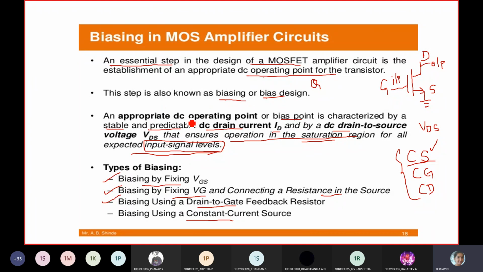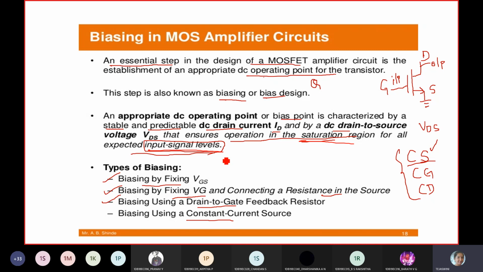If you want to have an operating point or a bias point, what is the intention? It is to establish a stable, predictable DC drain current ID and DC drain to source voltage VDS. Our intention is to make this device stay in the saturation region for all expected input signal levels. Input signal level in the sense it may be a small signal or a large signal. If you want to use it as an amplifier, we have to ensure operation in the saturation region.